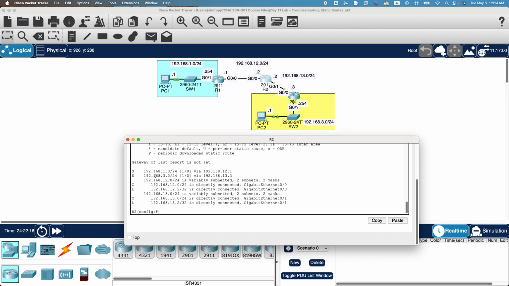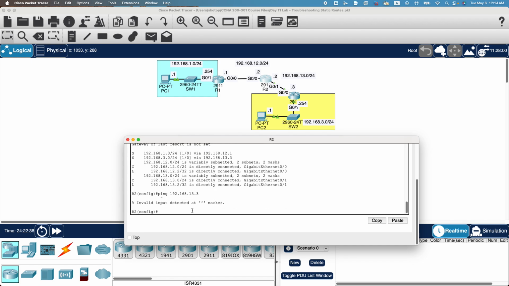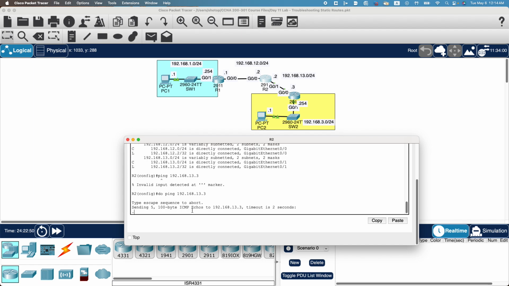So now router 2 sees the 192.168.3.0/24 network via 192.168.13.3. So now I would expect router 2 to be able to ping 192.168.13.3. If so, that'll be good. Why? Okay, do ping 192.168.13.3. Still unable to ping.